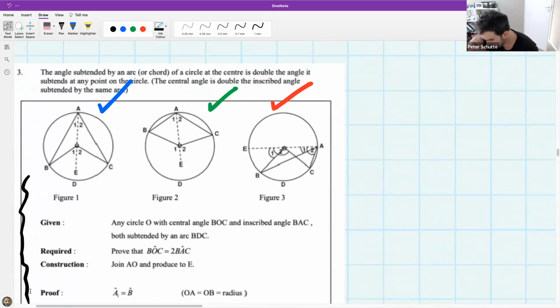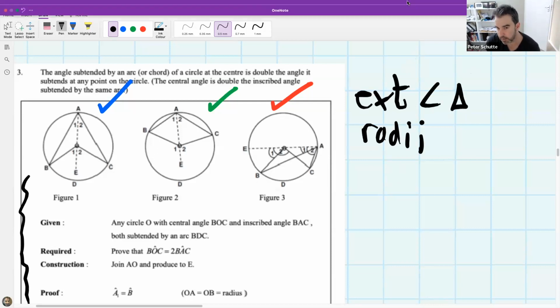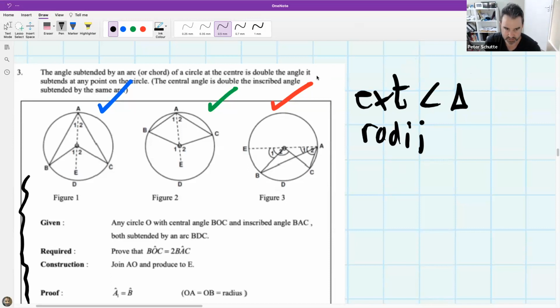Okay, now, all this theorem does not have any congruency in it. All it uses is the exterior angle of a triangle and radii. So when you are learning this one, all you need to worry about is exterior angle of a triangle and radii. In some ways, this theorem is even easier, but it's important you have the basic ideas. And there is one really important bit called the construction. So let's look at that.